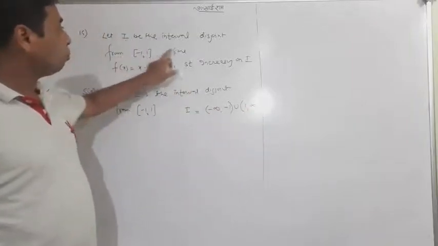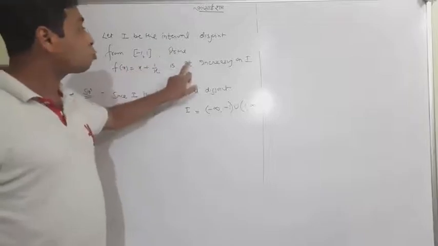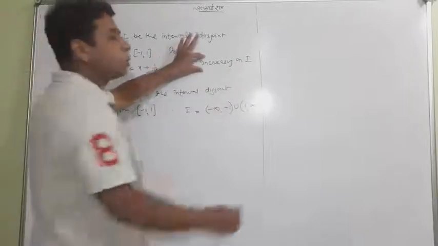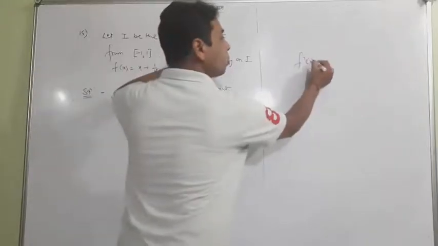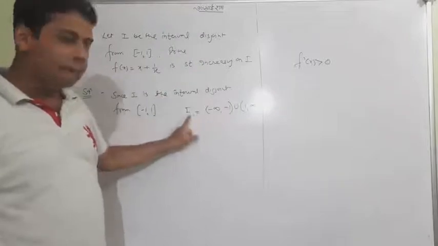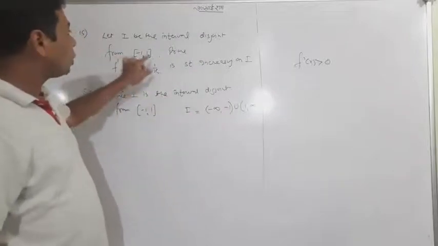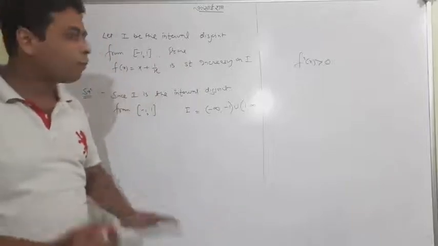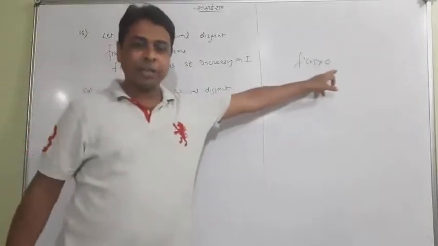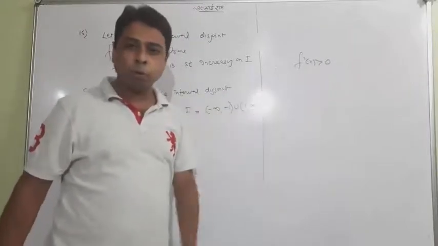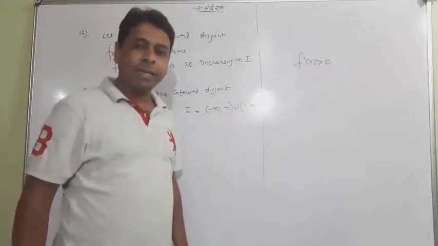Now what to show? Prove that the function is strictly increasing on I. So what to prove? Strictly increasing. So what to prove? f dash x always greater than 0. We have to show this in the interval I. Whenever we talk about prove that or show that, it is one of the easiest concepts. We will only find f dash x and check whether it is greater than 0, which we have to obtain anyhow.